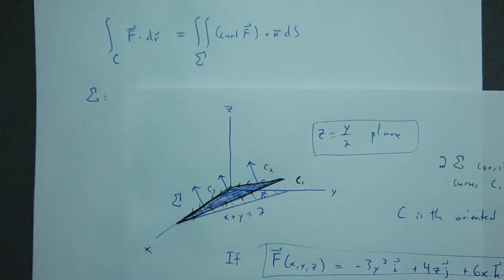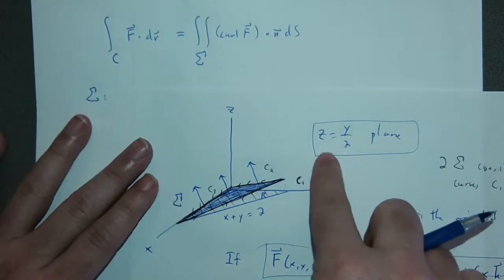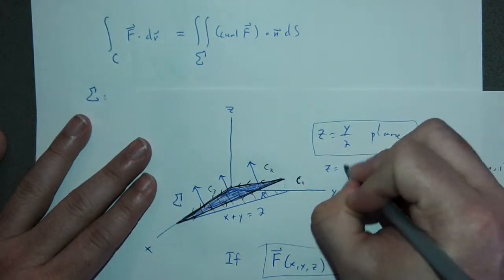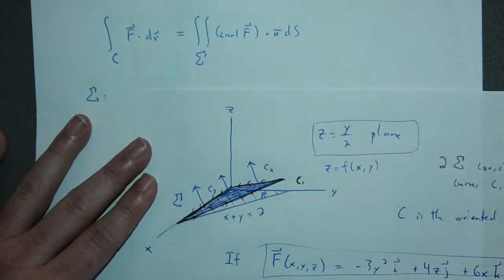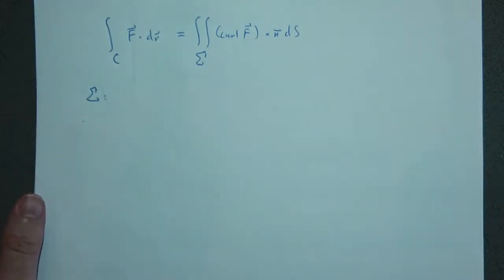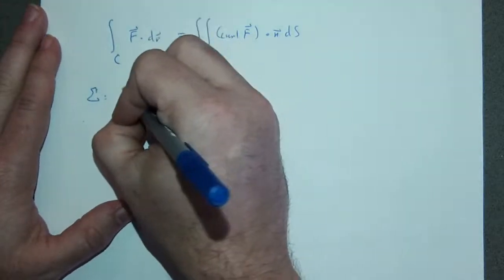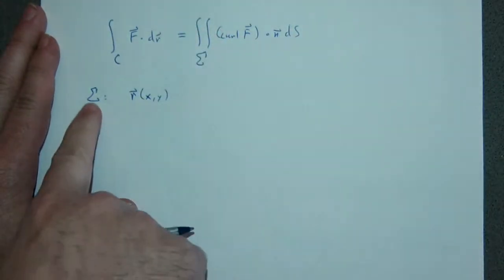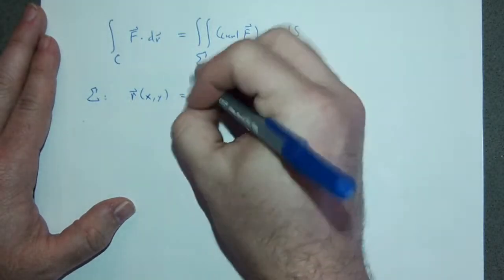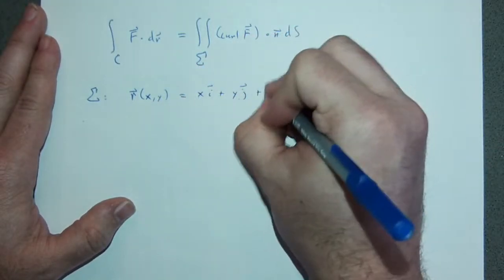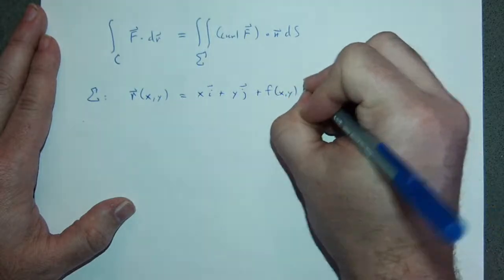So how do I deal with that? Well, this is a plane, but really this is a graph of a function, right? So this is the graph of a function f of x, y, where f of x, y here is y over 2. Okay, and so how do I parameterize this? Well, it has a simple parameterization, right? So I can use that trick that I always do. If my sigma is actually the graph of a function, then the parameterization is x i plus y j plus f of x, y k.